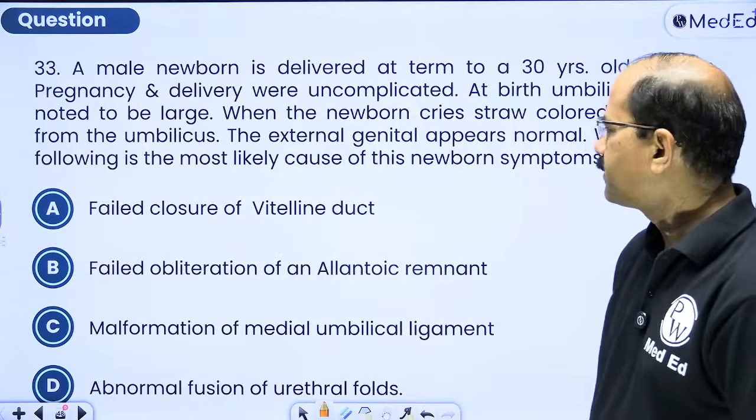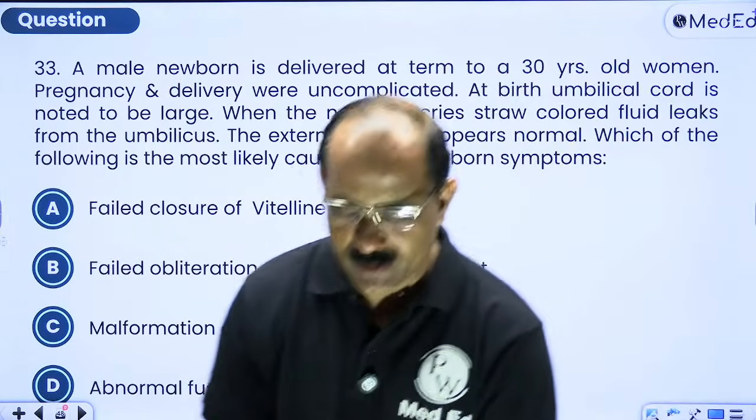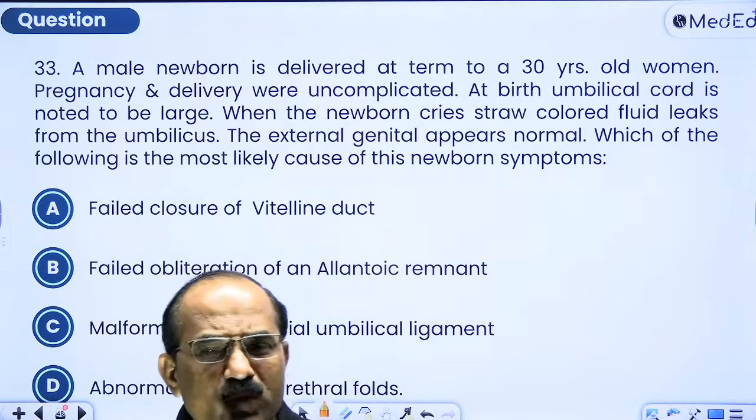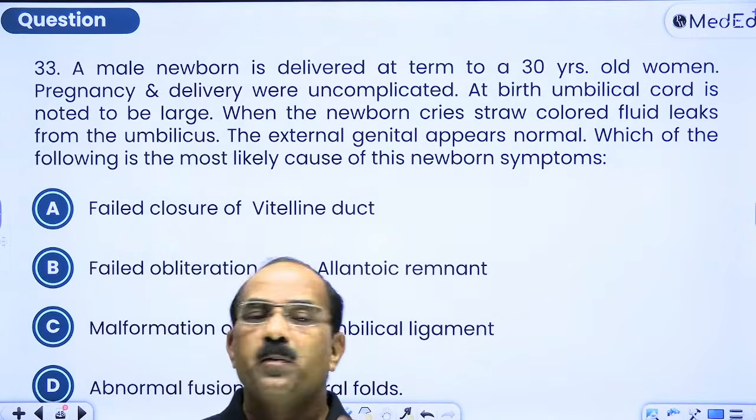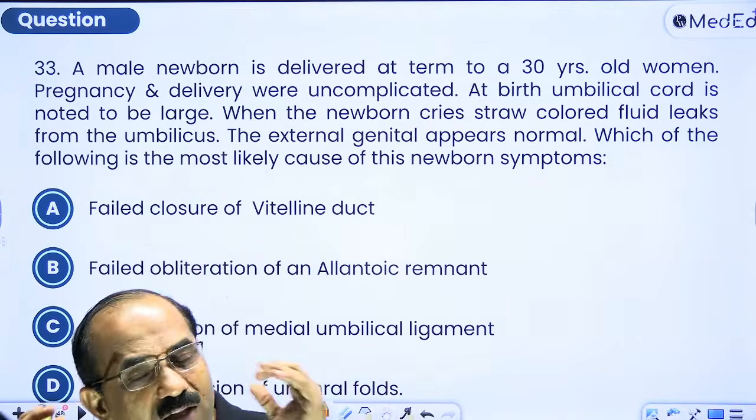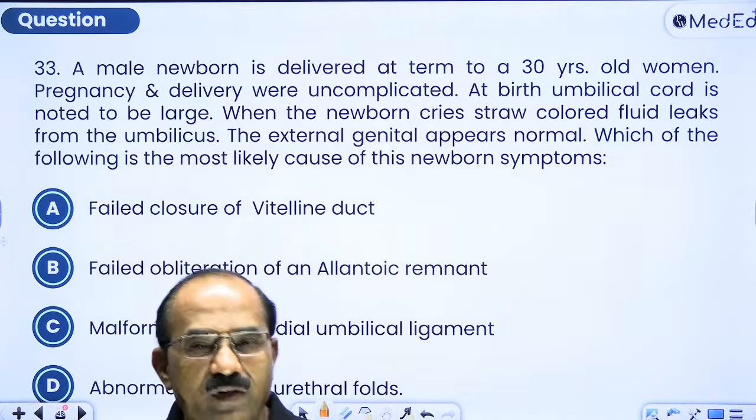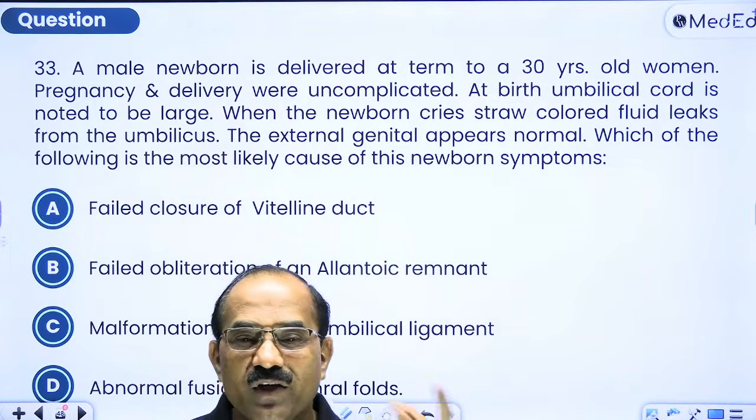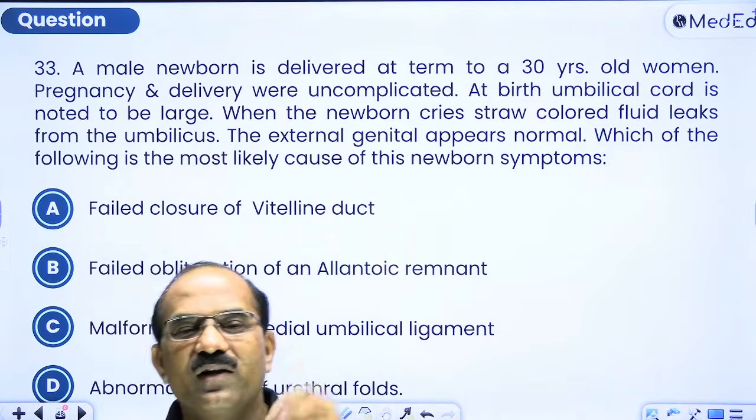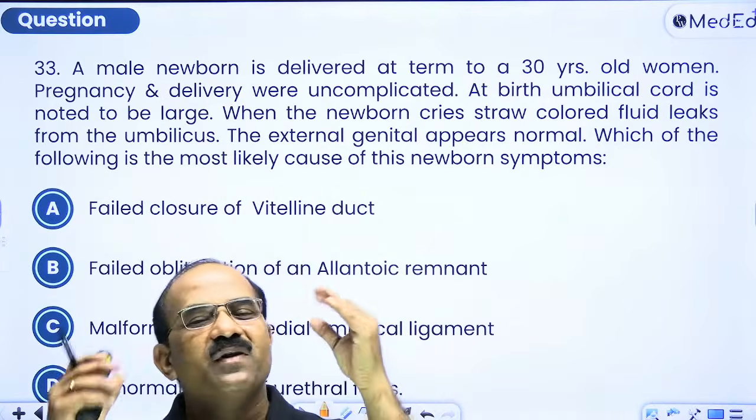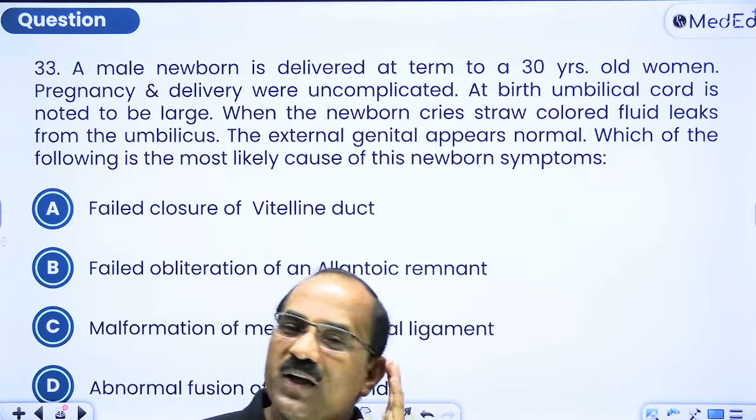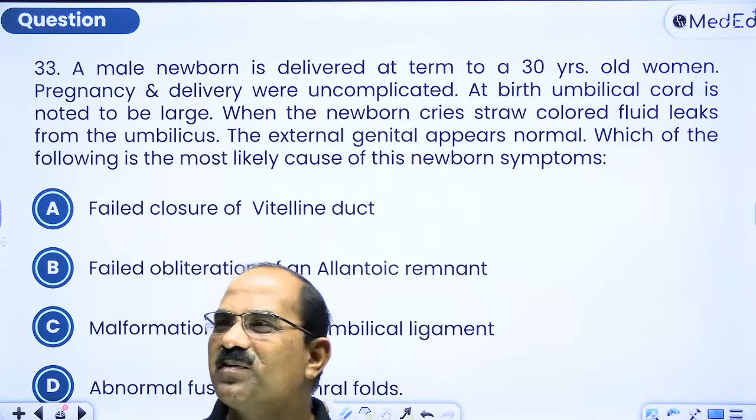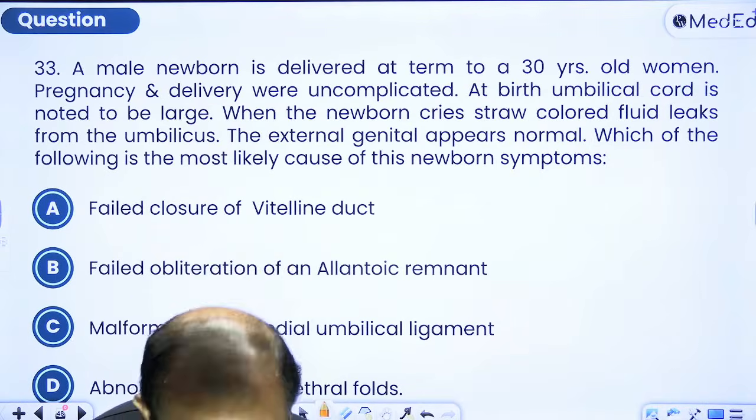See the next. Chalo, I'll just read this MCQ. A male newborn is delivered at term to a 30 years old woman. Pregnancy and delivery were uncomplicated. At birth, umbilical cord is noted to be large. When the newborn cries, straw-colored fluid leaks from the umbilicus. The external genitals appear to be normal. Which of the following is the most likely cause of this newborn's symptoms? बोल सकते हो? Answer this.